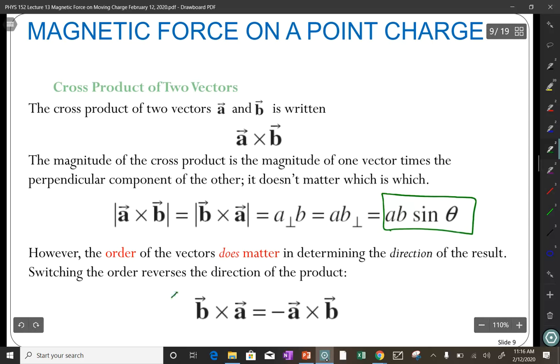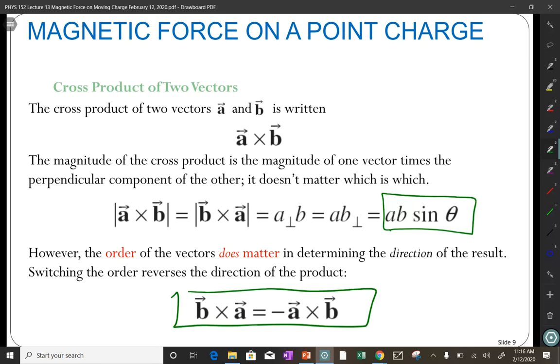But the bottom line is an important thing. If you reverse the A and B order, while the magnitude stays the same, the direction reverses. So B cross A is the opposite direction as A cross B. So remember, minus north is south. That's basically what it's saying. So when we do these cross products, it's really important to keep the order straight. If you reverse the order, you reverse your direction.